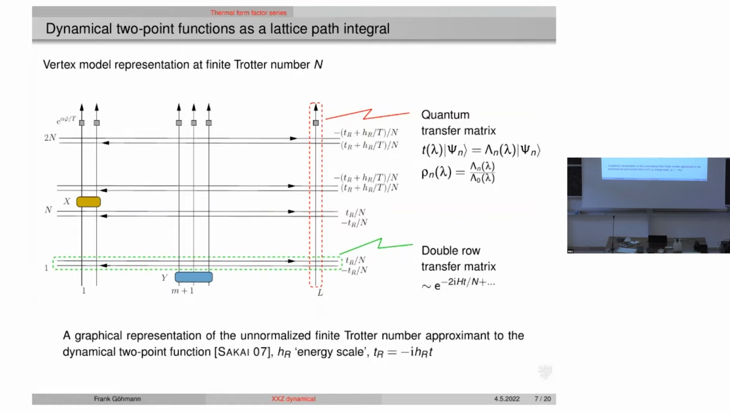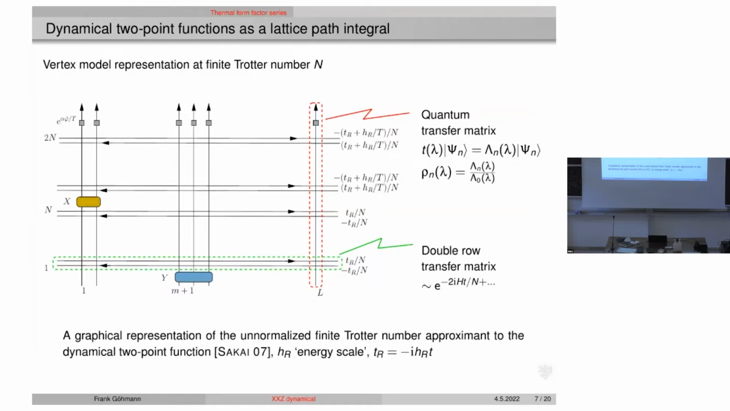The method, we call it thermal form factor expansion, but the first idea is to present dynamical correlation functions in a good way using the integrable structure. So here's a picture which can be interpreted in two ways. You see we have lines which are crossing, and every line crossing here is an R matrix of a vertex model. This is one explanation or one interpretation of the picture. So you have a product of many R matrices here.